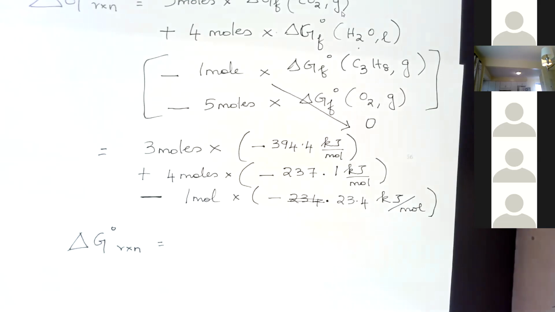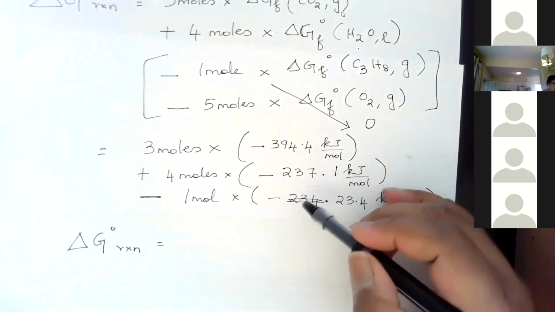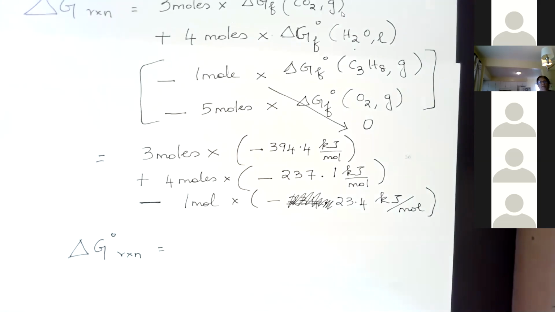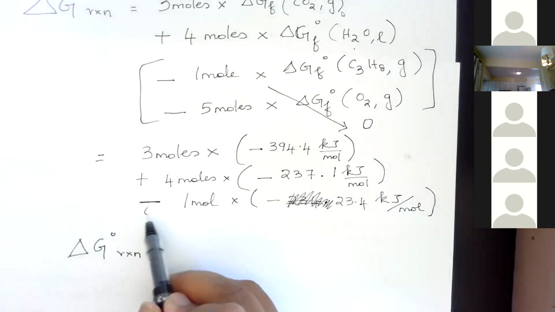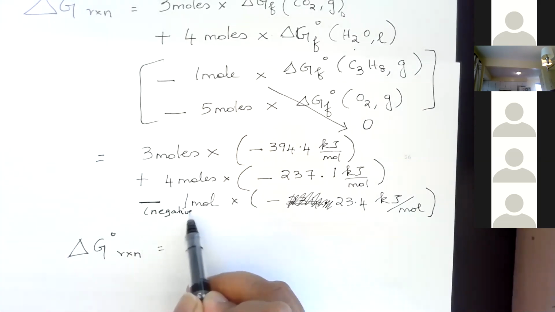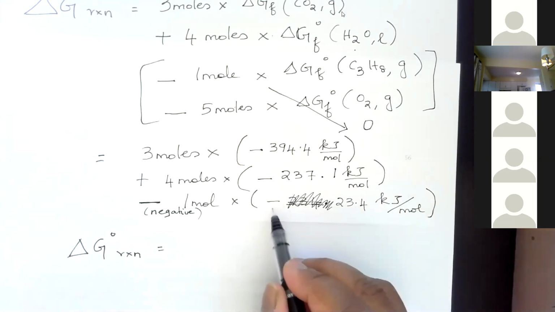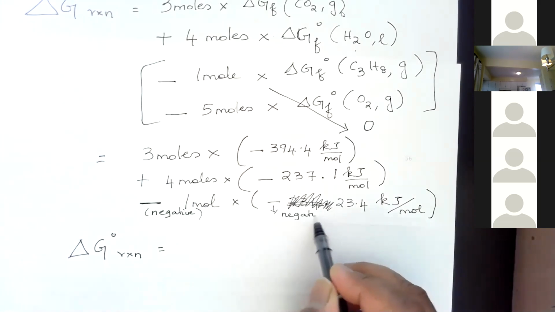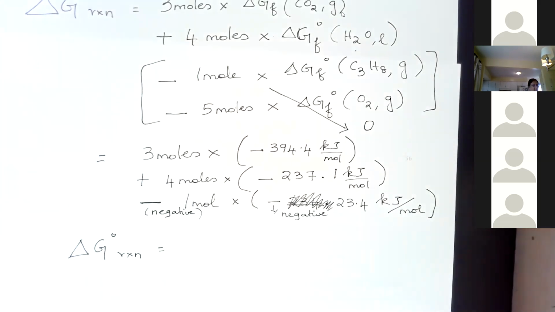You see that? Dr. Mary, is the one for propane, the last one, negative? The number is negative in the last reactant, 23.4. So the negative sign in the beginning should be there. Yeah, negative. Tell me what you get.